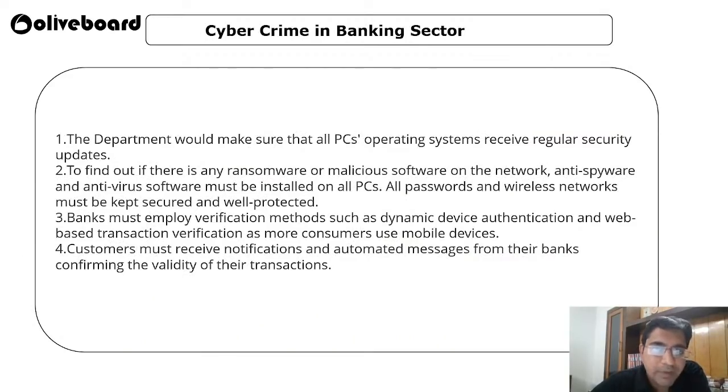The department should make sure that all PCs and operating systems receive regular security updates. Proper security updates have to be done. To find and handle any ransomware or malicious software, anti-spyware and antivirus software must be installed. Banks must employ verification methods in a proper way. Customers must receive a notification through an automated message for any transaction, to validate it, and they should have a yes or no button to decline or accept the transaction.